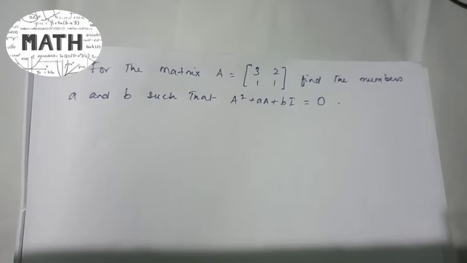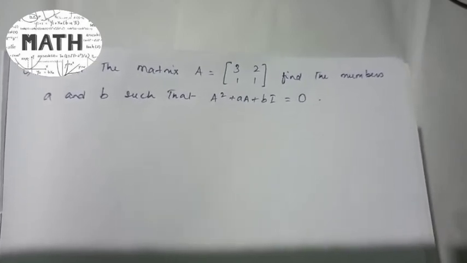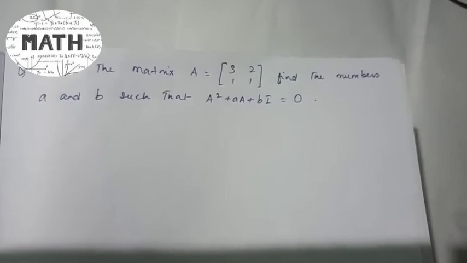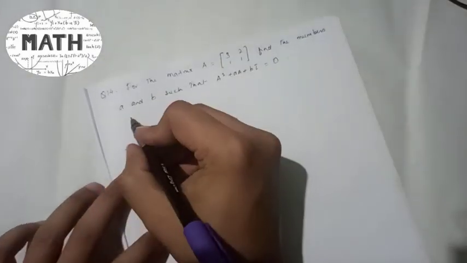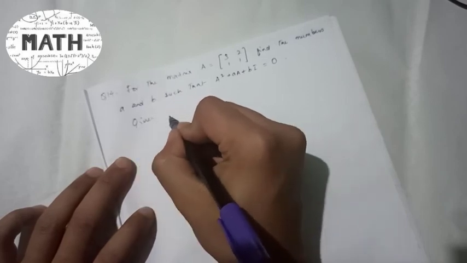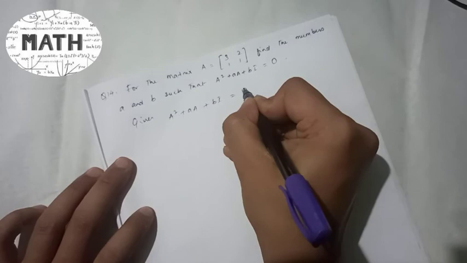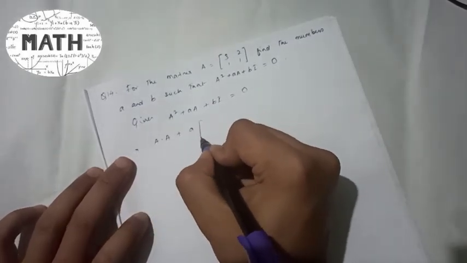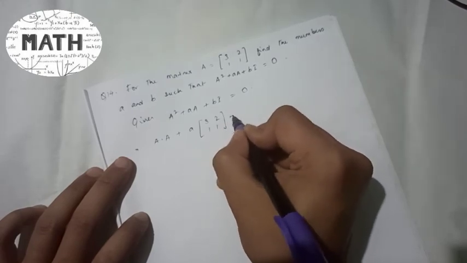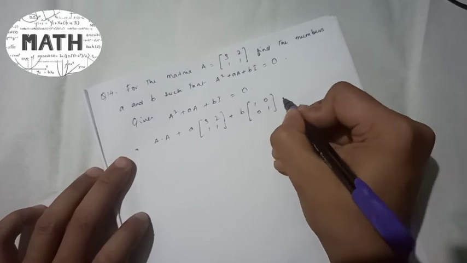Okay, the next question happens to be this one. Question number 14: given that for the matrix A is equal to 3, 2, 1, 1, find the numbers a and b such that A squared plus aA plus bI is equal to 0. So I have to find the values for a and b. Your A squared means A into A, plus a times your A, which happens to be 3, 2, 1, 1, plus b times your I, which means your identity matrix, 1, 0, 0, 1, equal to 0.